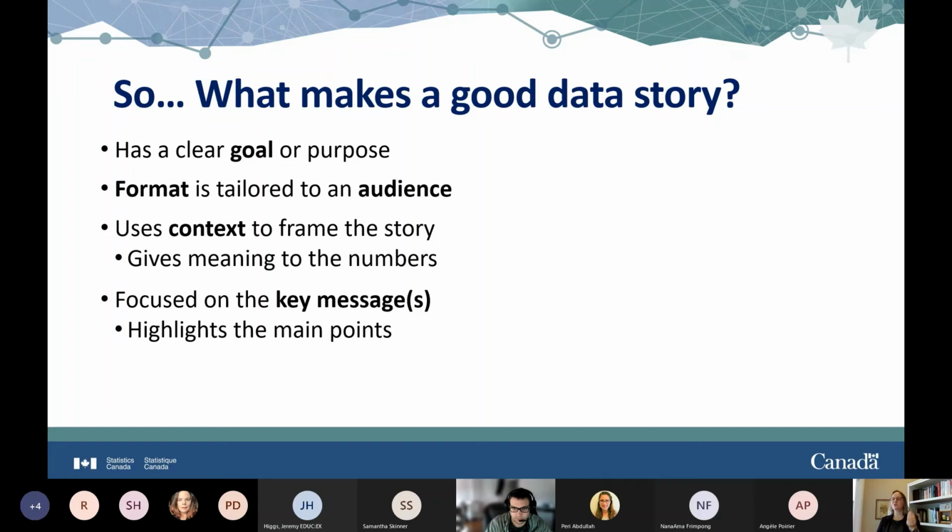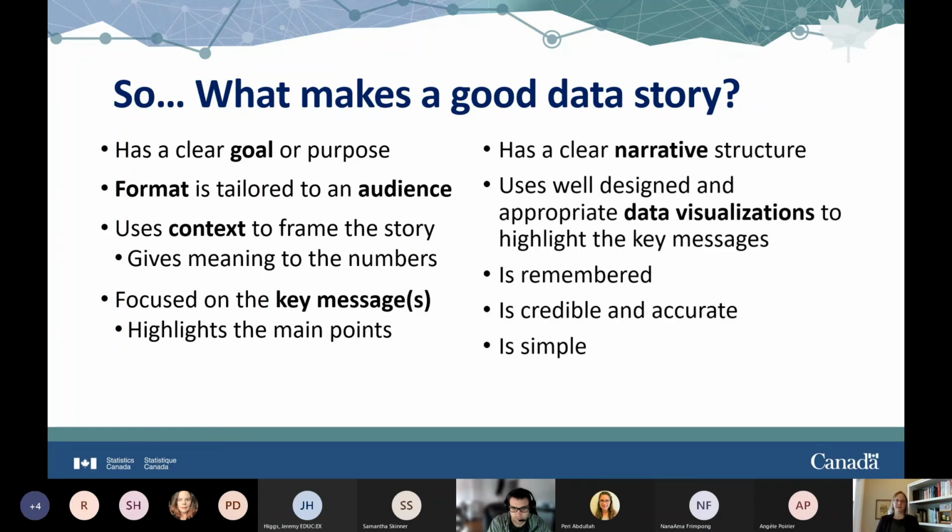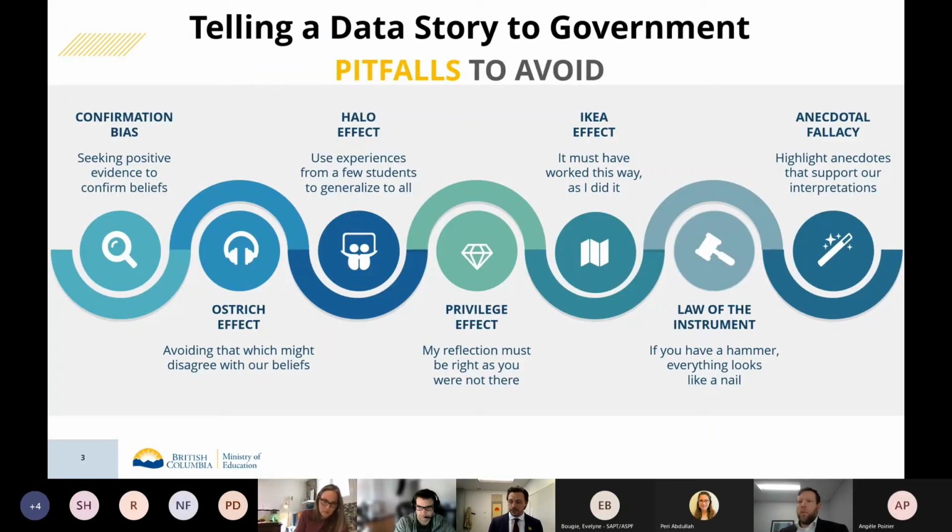Your data story highlights the main points. It has a clear structure. It uses well-designed and appropriate data visualizations to highlight your key messages. And if you do all of these things well, you're... So these are some of the key ones.